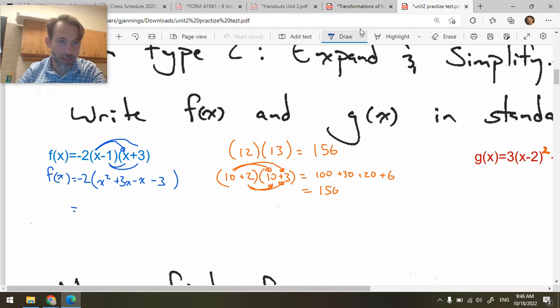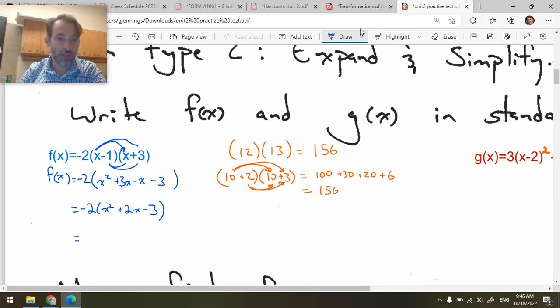Okay, now let's simplify that bracket. So we'll have this is equal to minus 2 times x squared plus 3x minus x. Well, I have 3 of something, and you took away 1 of them. So darn you, I only have 2 left. So it's x squared plus 2x minus 3. All right, and now let's simplify that.